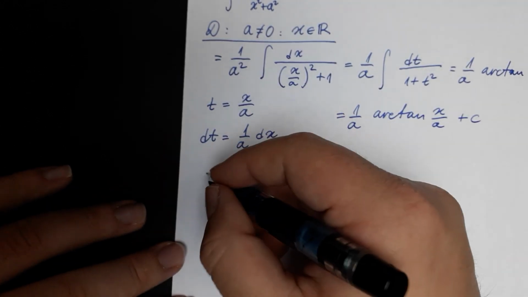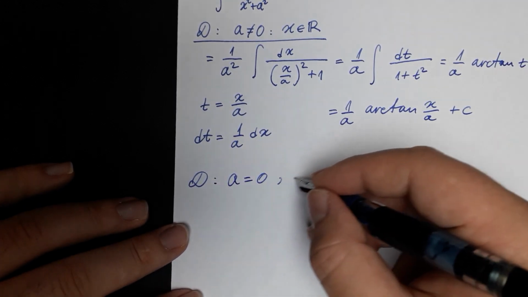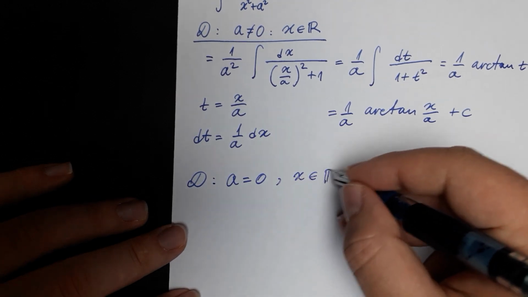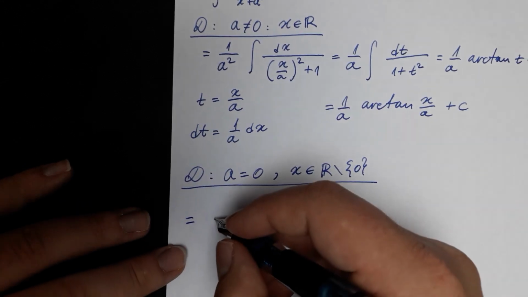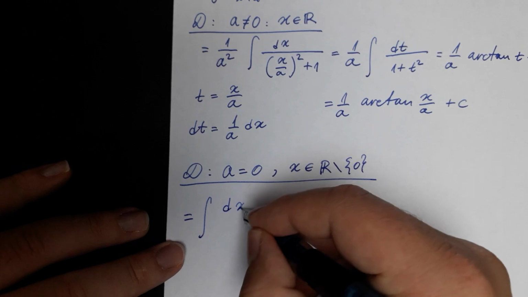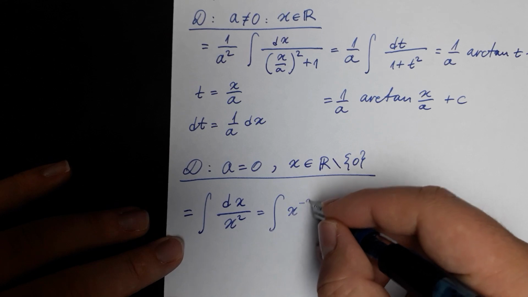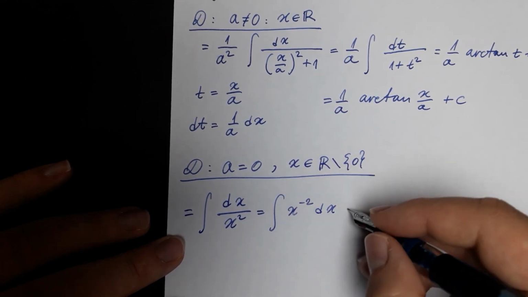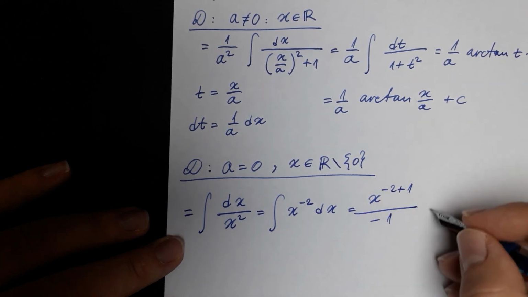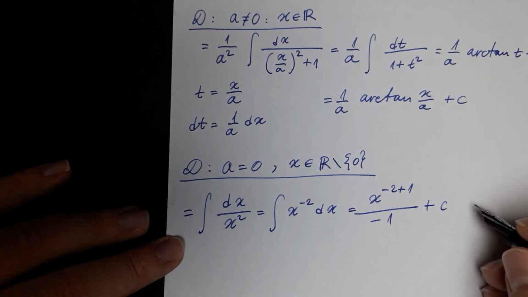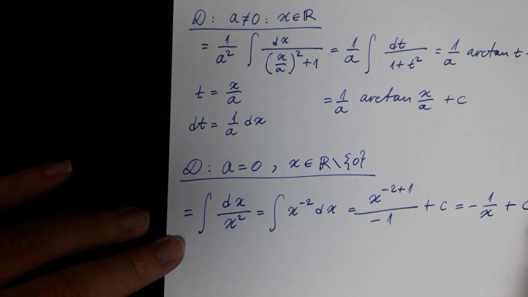And in our second case, if a is equal to 0, well, that means that x has to be a real number different from 0. So in this case, the integral becomes an integral of dx divided by x squared, which is equal to the integral of x to the power of negative 2 dx. So this is x to the power of negative 2 plus 1 divided by negative 2 plus 1, plus c, which is equal to negative 1 over x plus c.